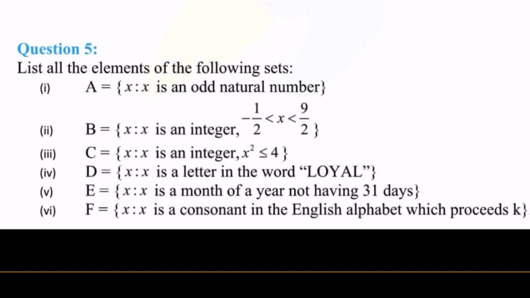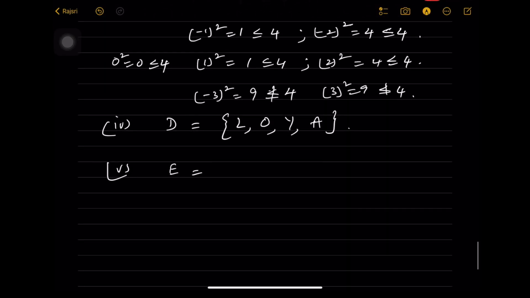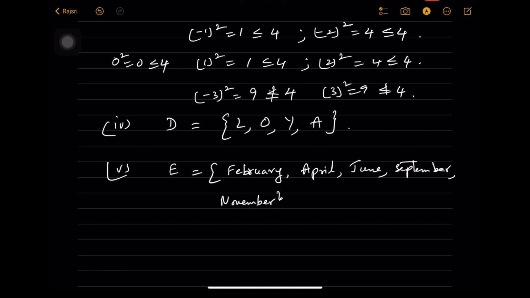Next, X is a month of a year not having 31 days. So we have to write all those months which do not consist of 31 days. So first we can see which month doesn't consist. You know which months do not consist. So it is February. Again March has, then April won't have, then June won't have, July and August will have, then September, and then November. So all these won't have 31 days.